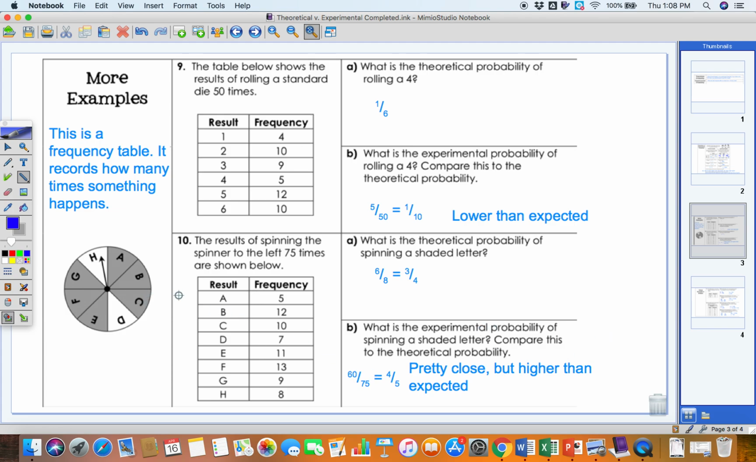So A, B, and C were all shaded, and then E, F, and G. And so when I add all this together, I get 60 out of the 75 times that we spun the spinner, which is 4 over 5. So it's actually pretty close, but it is higher than expected because if you look at percentage-wise, 3 out of 4 would be 75% and 4 out of 5 would be 80%.